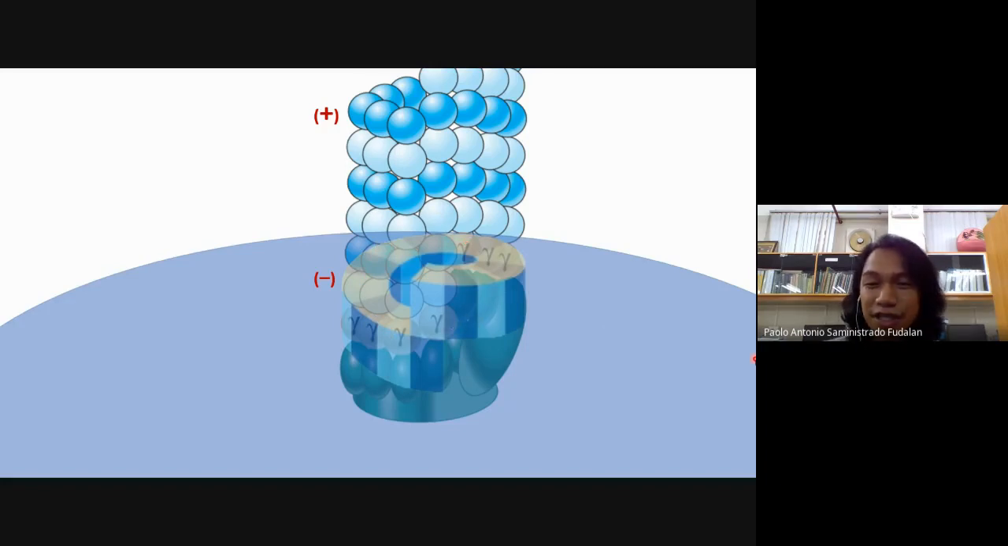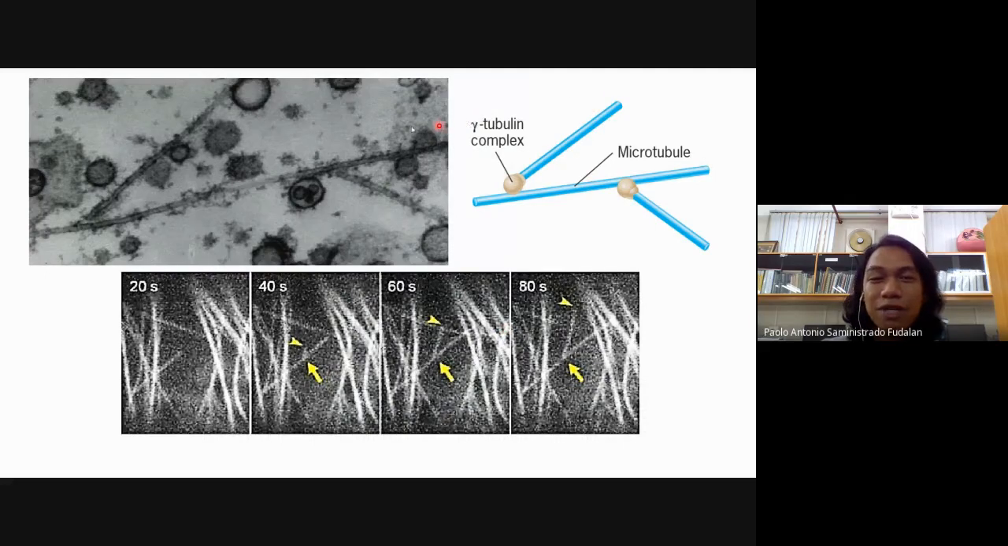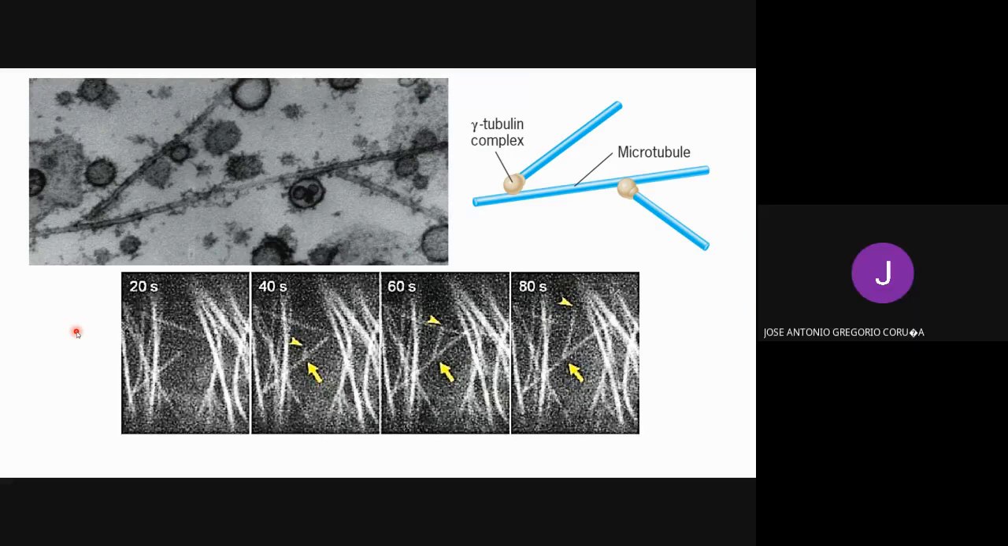Okay, so this is a detailed look of that. That's why it's called the microtubule organizing center, because it helps orient the microtubules. And in this illustration or in this slide, can we see any obvious centrosomes or centrioles? None, sir. None, right?